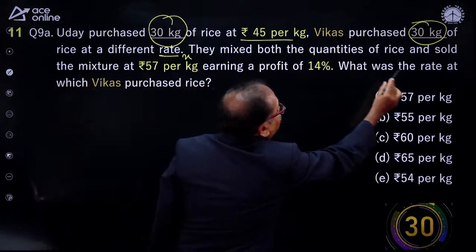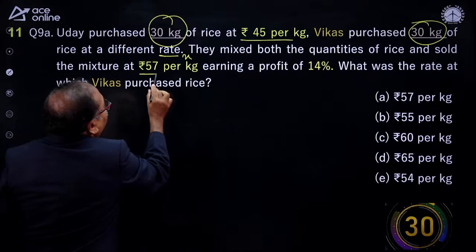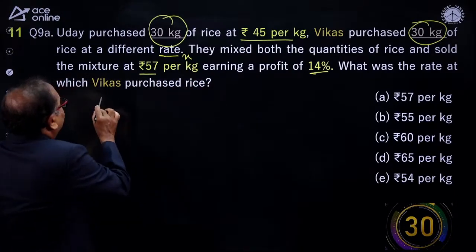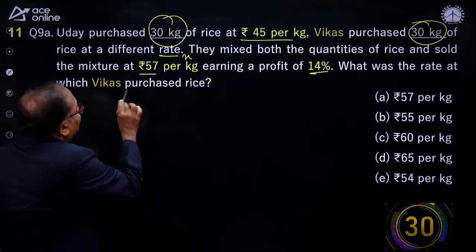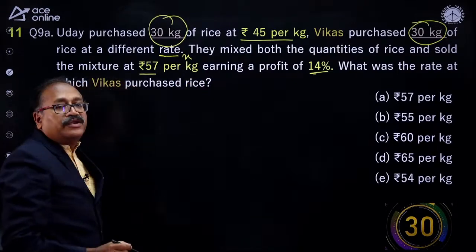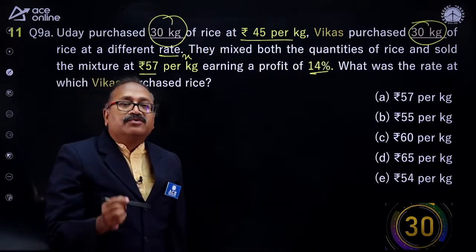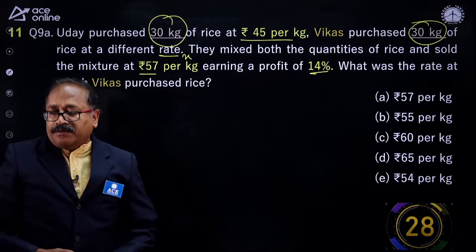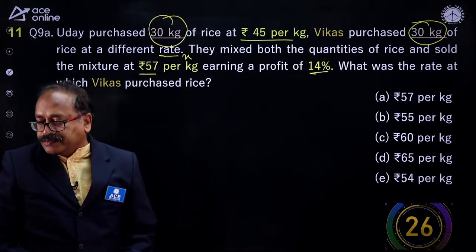And they mixed the quantity and sold it for rupees 57 per kg, making a profit of 14%. So at what price did Vikas purchase? That means I need to find out the x value, similar to the previous question. And your time starts now. Come on, your time starts now.